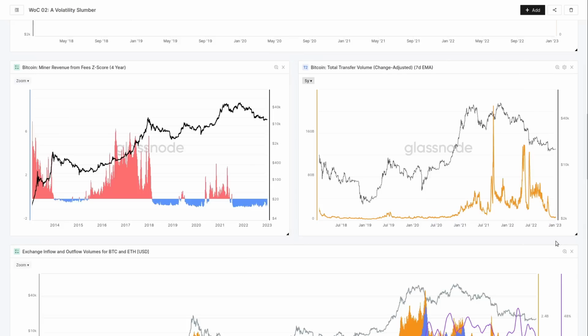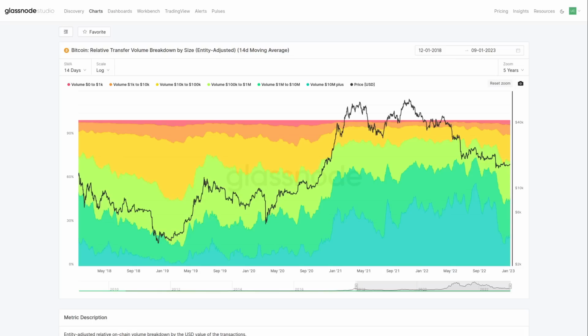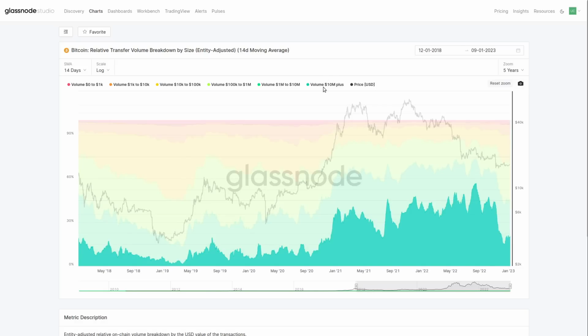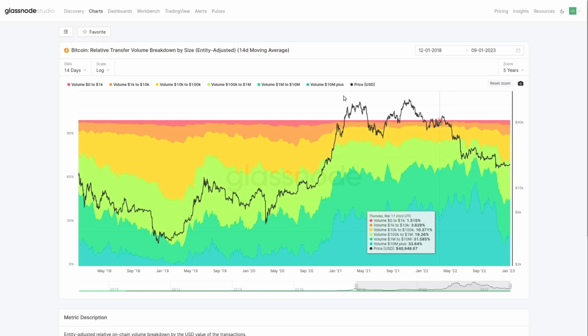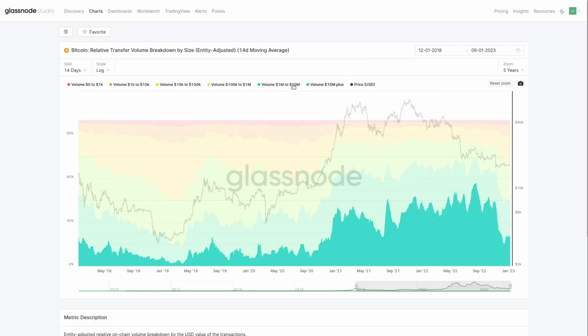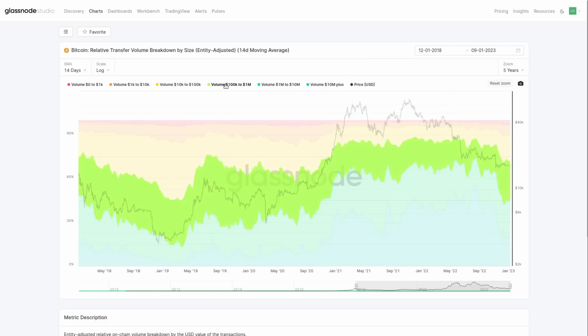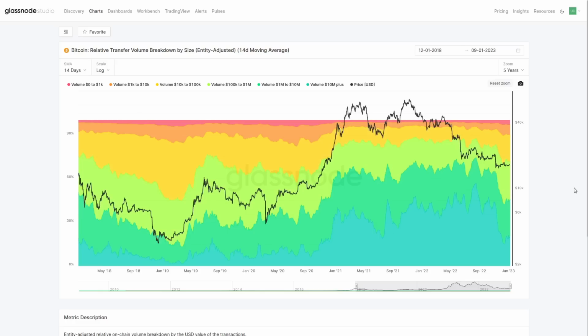Now, what I want to do is quickly jump over to another chart. This particular model is in our professional package, and what we're looking at here is the breakdown of transaction size as it relates to the amount of volume, right? So we're looking at $10 million plus transactions in this dark blue down the bottom here. That's the one we're going to focus on in a moment. We've got our 1 million to 10 million, 100,000 to 1 million, and so on and so forth.